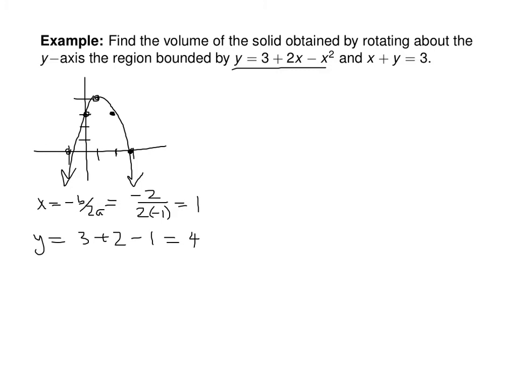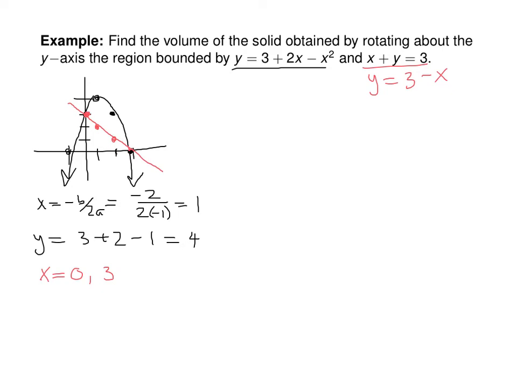And then x plus y equals 3 is the same thing as y equals 3 minus x. So it's a line with y-intercept 3 and slope negative 1. There we go. So the intersection points that we have are at x equals 0 and 3. And you could verify that by setting the two equations equal to one another and solving for x.